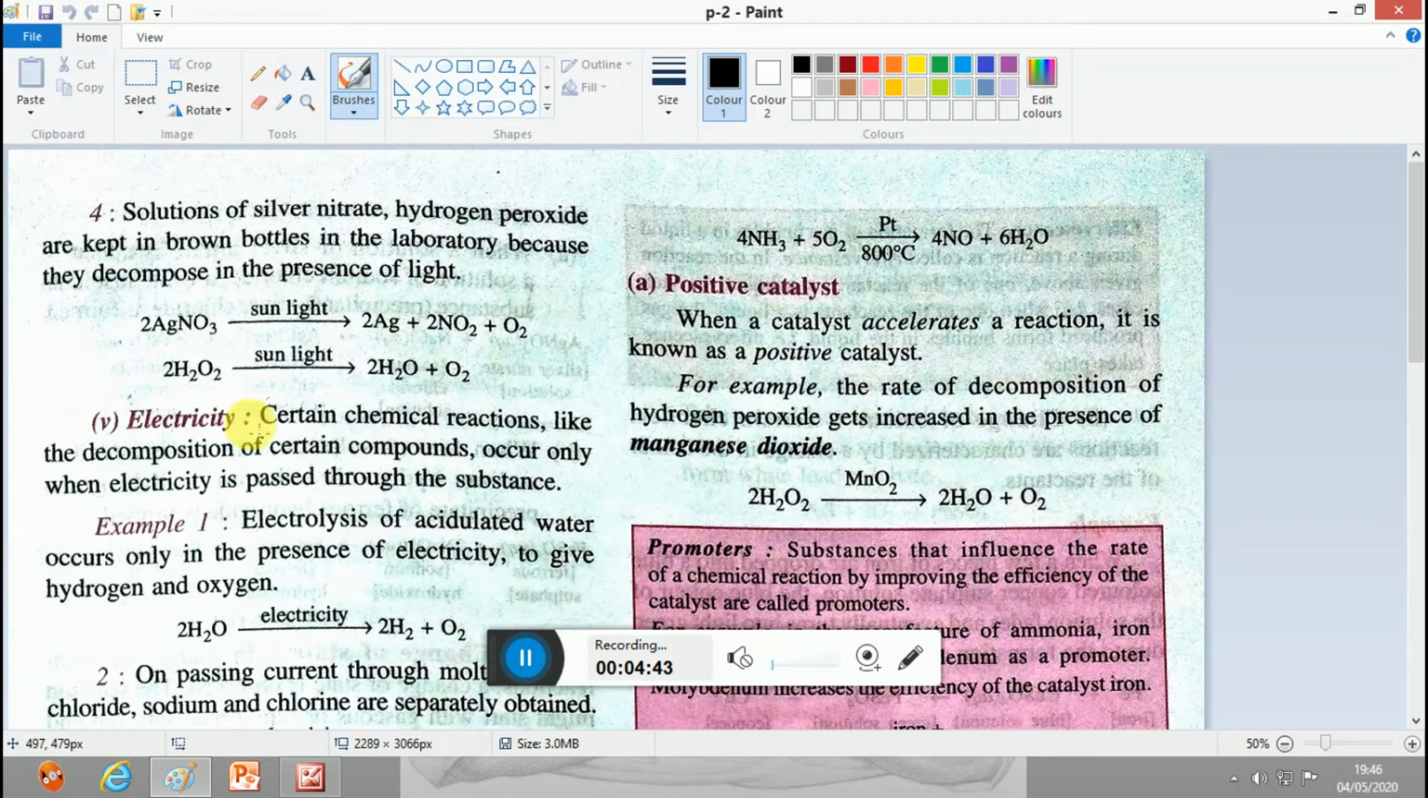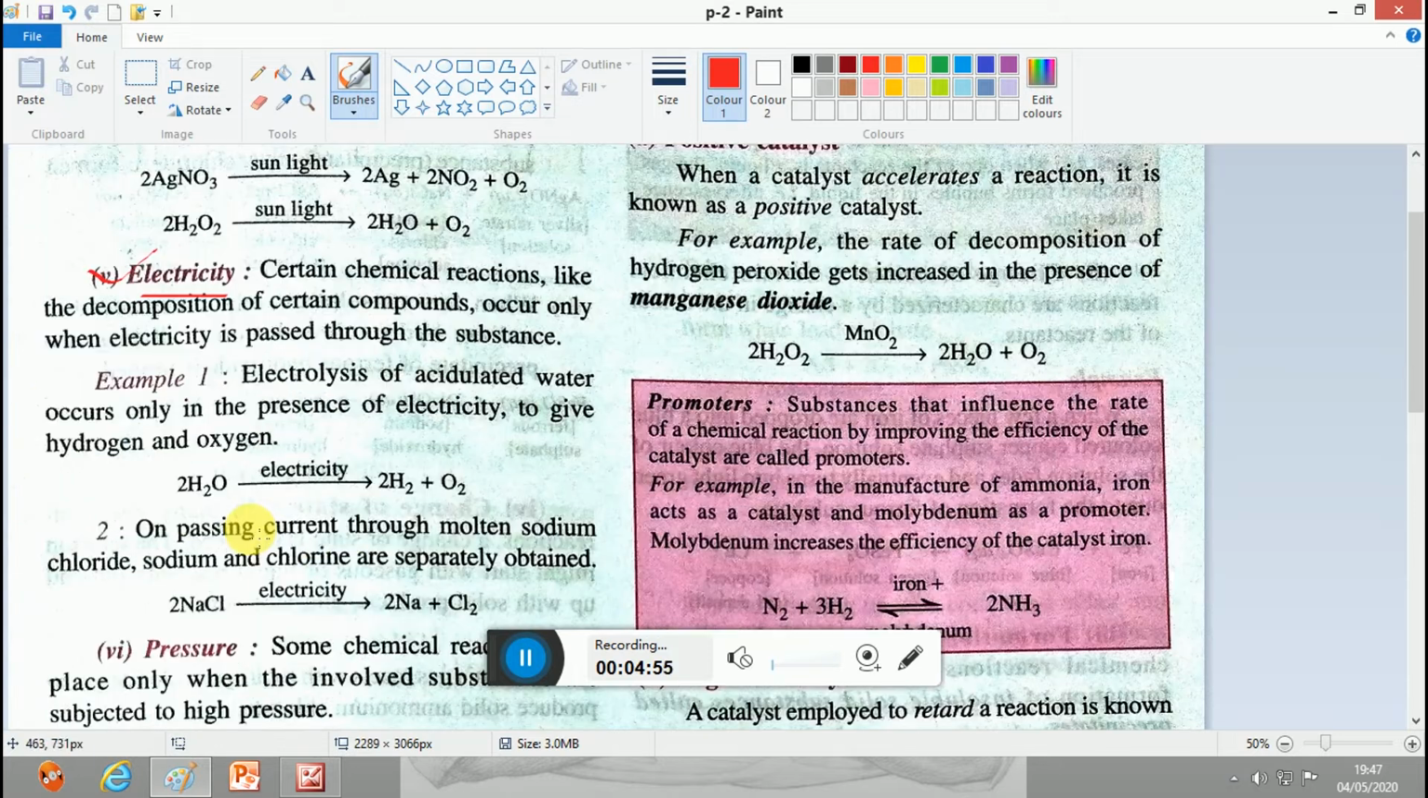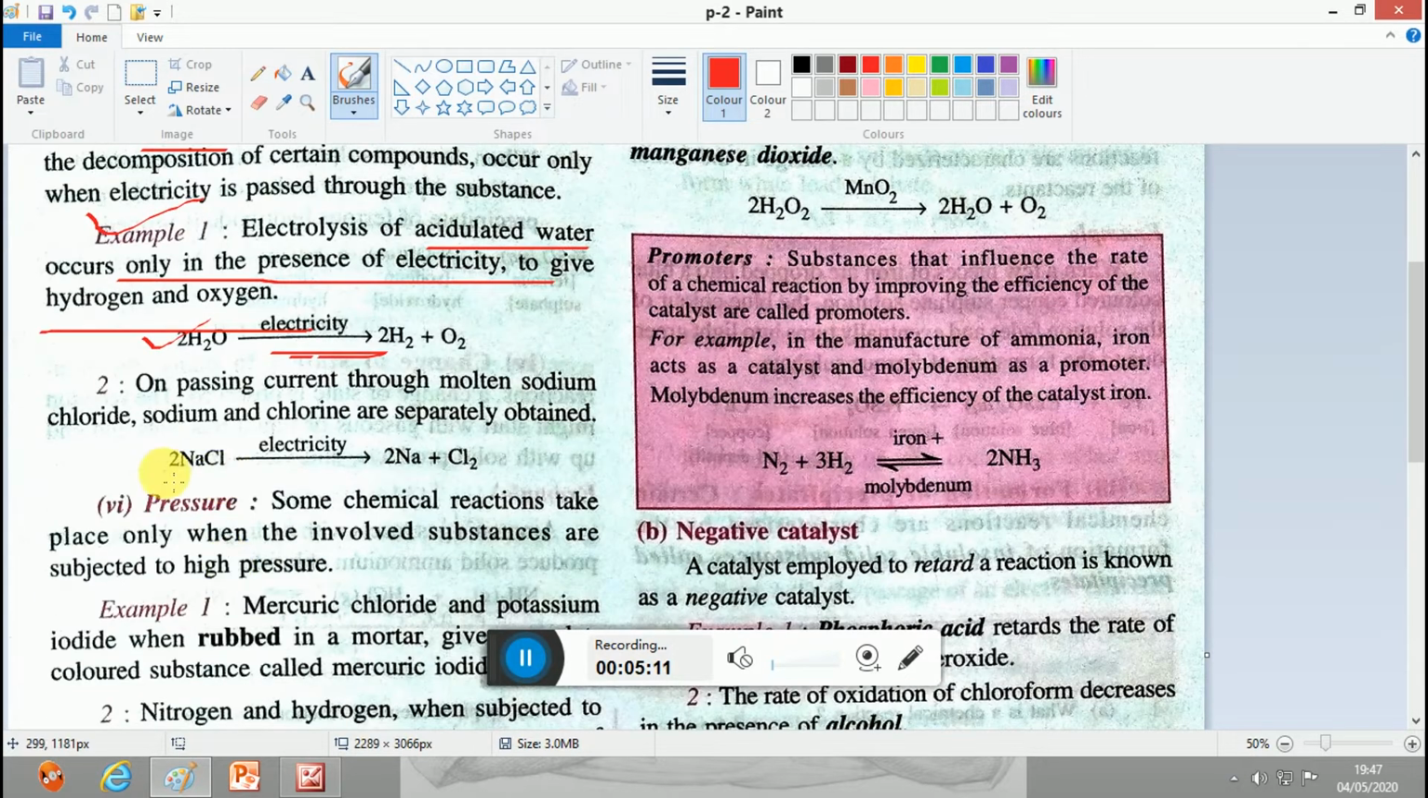Next is electricity. Certain chemical reactions, mainly electrolysis, occur only in presence of electricity. For example, electrolysis of acidified water occurs only in presence of electricity to give hydrogen and oxygen. On passing current, sodium chloride produces sodium and chlorine.